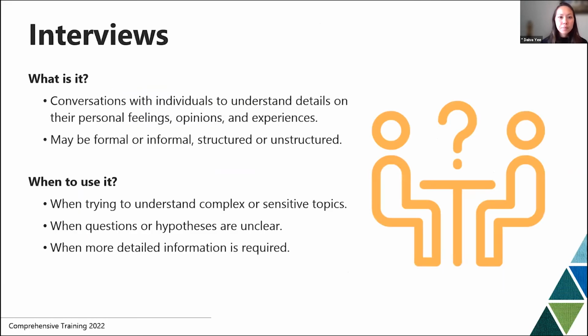Next slide, please. Interviews. So I saw in our initial polling that many of you have conducted interviews before, which is excellent. These are conversations with individuals to understand details on their personal feelings, opinions, or experiences. They can be formal or informal, and they can be structured or unstructured or semi-structured. So there's a lot of different variations in interviewing. When do you use them? When you're really trying to understand more complex or sensitive topics that you can't really get via a quantitative survey. When questions or hypotheses are unclear and you want to get a little bit more detailed information. And when more detailed information is required. So often these are done with key informants in the community, with community members themselves, with healthcare workers. So yeah, they're very popular and they're very, very useful.